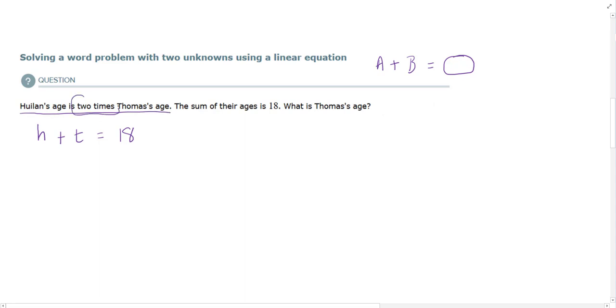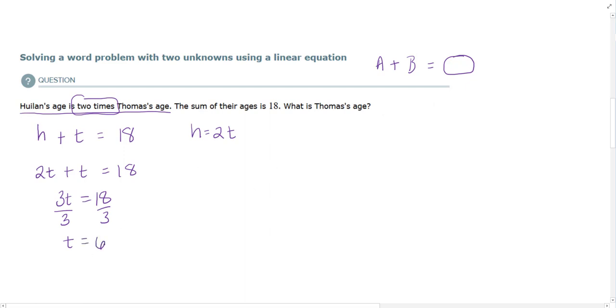So we need to use the fact that Huilan's age is 2 times Thomas's age, or that H is 2 times T. So I'm now going to substitute this 2t in and write 2t plus t equals 18. So we have 2t for Huilan's age plus Thomas's age equals 18. So now we can actually solve this because we just have a single variable. So 2t plus 1t is 3t equals 18, and then divide by 3. And we get t is 6.